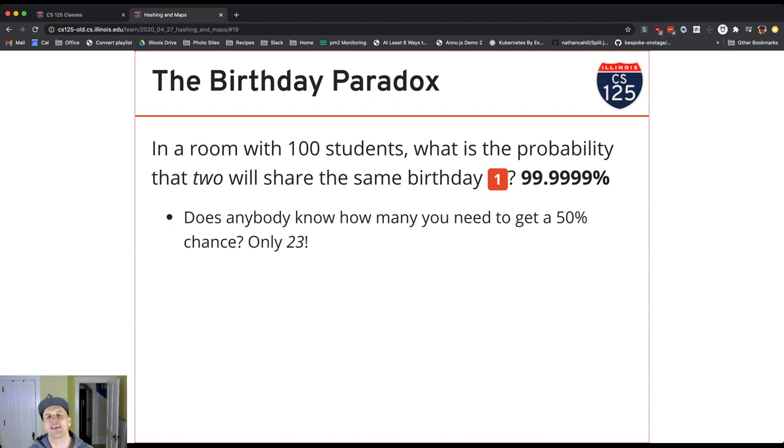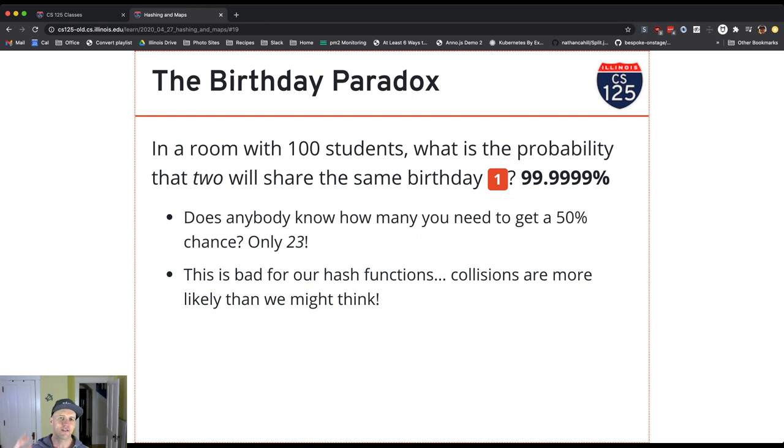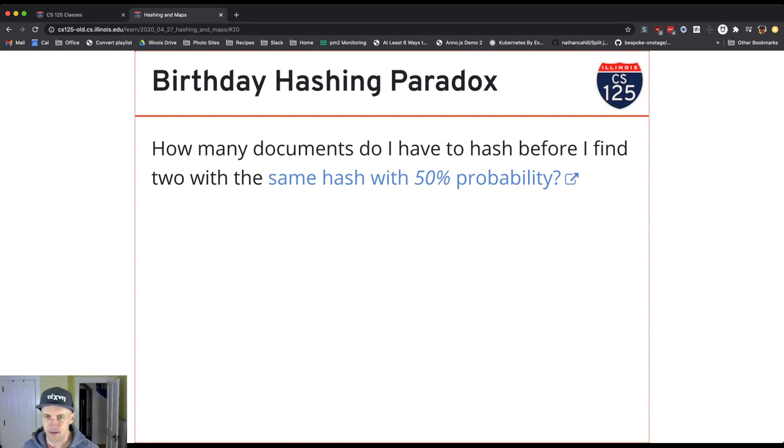Now this is fascinating from the perspective of social interaction, right? But it's terrible for our hash functions because collisions turn out to be a lot more common than we think, because you can basically map this to a hash function. Say the hash function is assigning someone a birthday. There are 365 birthdays, so that's the size of my hash output. It only takes 23 inputs before I have a 50% chance of having a collision. So essentially, let's think about the relationship between that and the output space, okay?